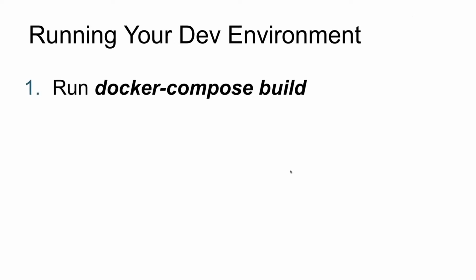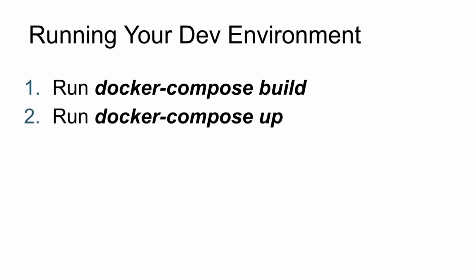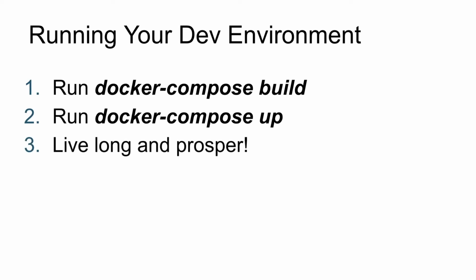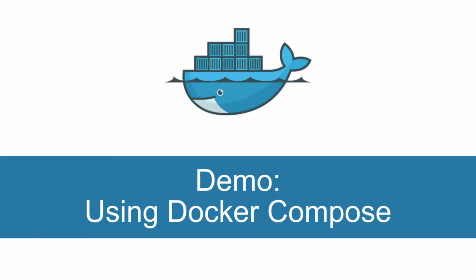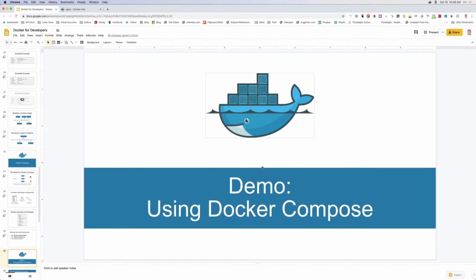Now, what we can do then is take that YAML file and run Docker Compose build to create the images. We can then run Docker Compose up to start up the containers from those images, and then you just live long and prosper. Life is good after that. Everything works, we hope. All right, so let me show you a quick demo of this to wrap up here, and then we'll take some questions I see that we have.